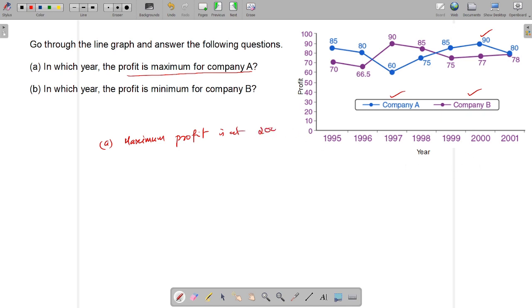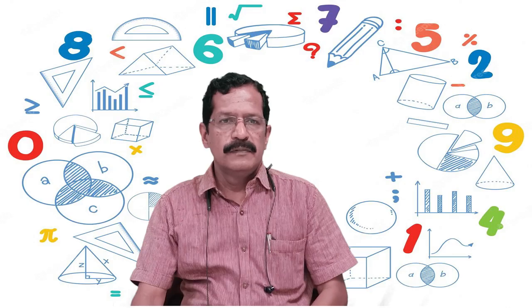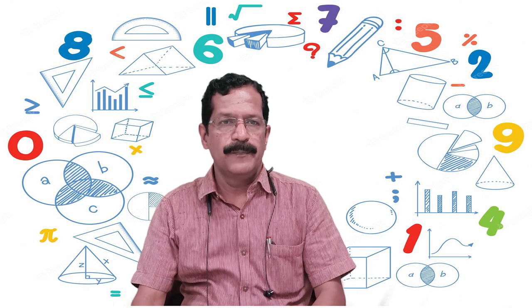Now, what about B? In which year is the profit minimum for company B? Company B is in purple color. In the purple graph, you can see the minimum is 66.5, so the year is 1996. Okay? Dear children, let us have another question.